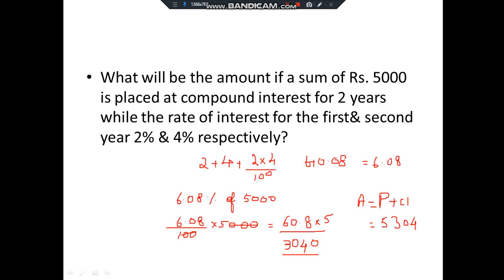Here comes the first question, which is based on different rate percentages. We have already seen this question in SI also, where we solved it differently, and here we'll see how to solve it. The question: what will be the amount if a sum of rupees 5,000 is placed at compound interest for 2 years, while the interest rate for the first and the second year is 2% and 4% respectively? What information is given? Principal is given, number of years is given, and 2 different rate percentages for 2 different years. We have to find the amount.